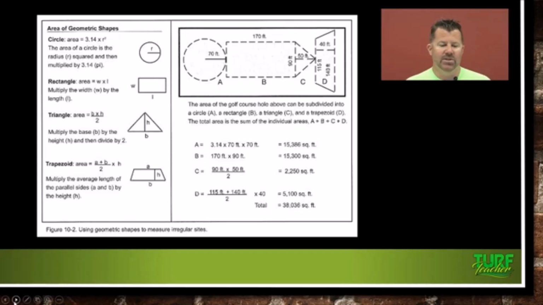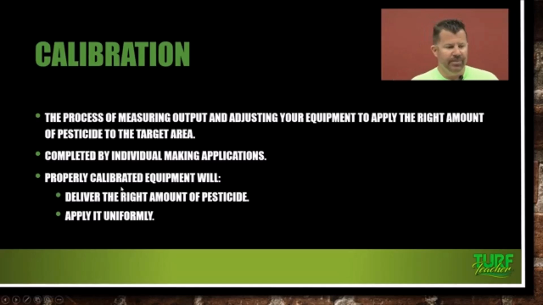And last but not least is the trapezoid. We have 115 feet plus the 140 feet divided by 2, times it by 40, gives us 5,100 square feet for a total square footage of 38,036. Extra 5,000 square feet, guys, we'd have an acre. Remember that an acre is 43,560 square feet.